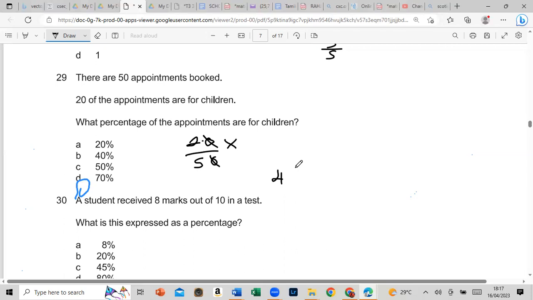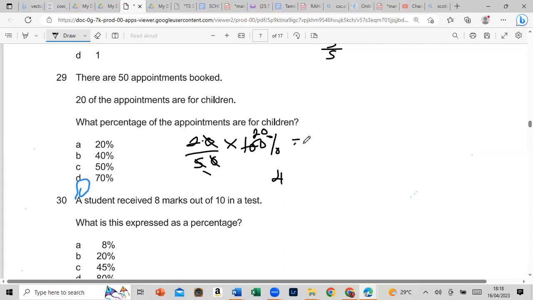Anyone have a different method? Yes, sir. How did you work it out? Share with us. Sir, I have a different method, or you could just say 2 over 5 times 100. 5 goes into 100 20 times. So you just cancel it out, and you would get the 40%.